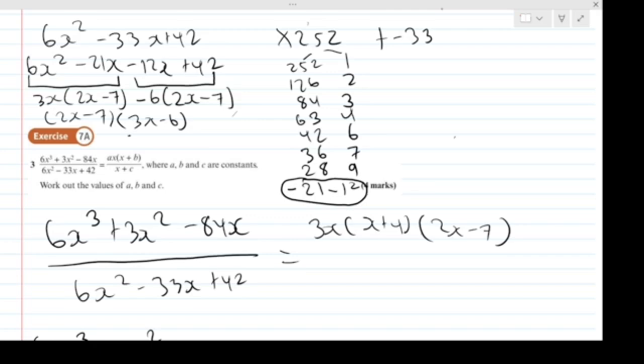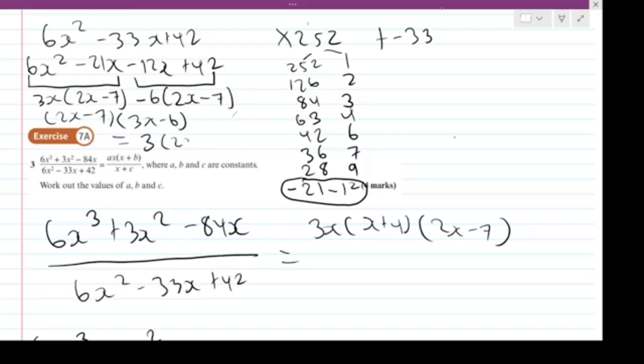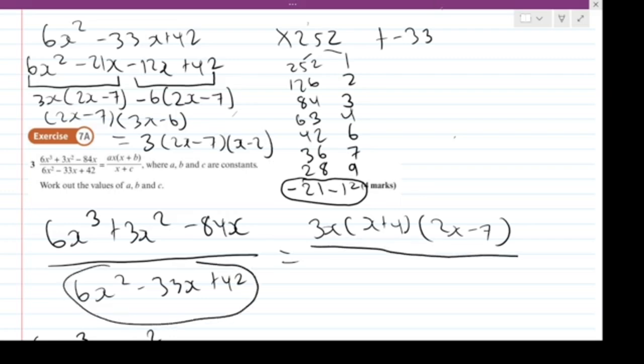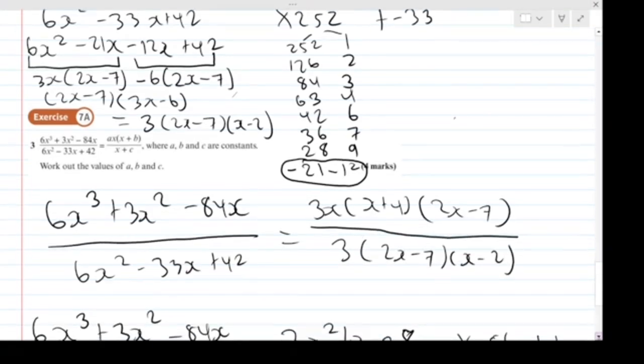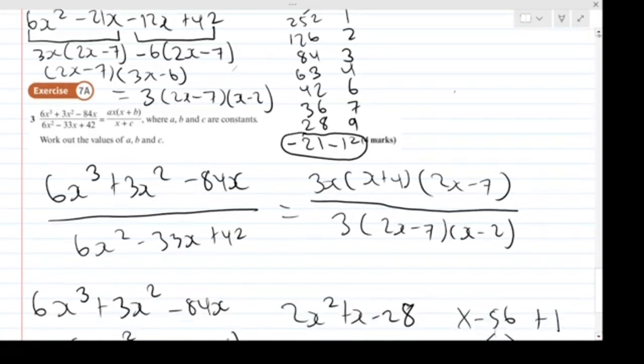Well, actually, I can bring out a 3 in that second bracket as well, can't I? I can simplify that even more to bring out 3 lots of 2x minus 7, and then x minus 2. There we are. So those are my factors then. That's the denominator, so then I get 3 lots of 2x minus 7, x minus 2. There we are then. So can I simplify it?